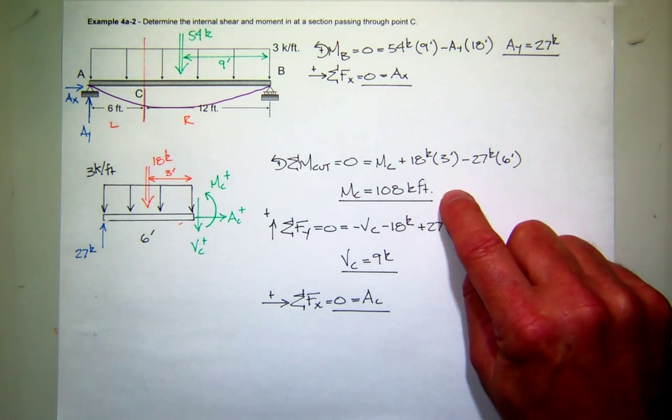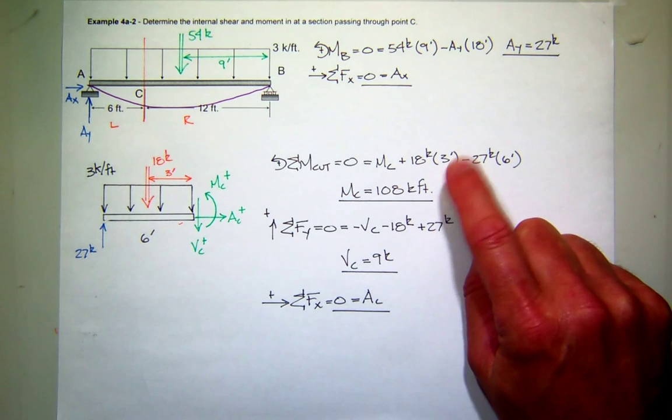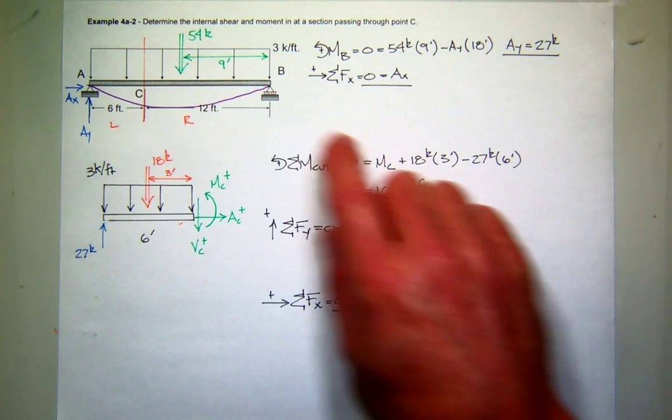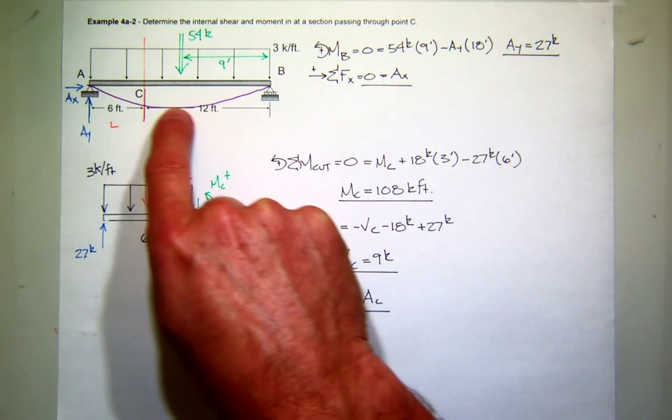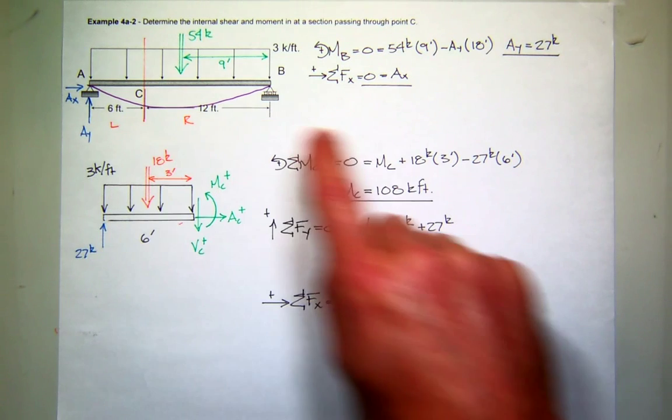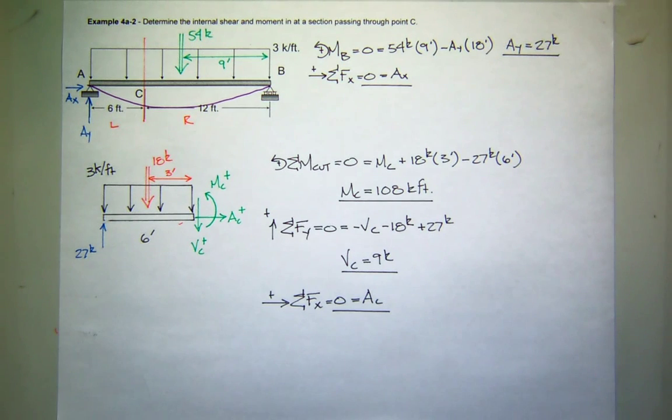Because remember, this is a positive bending moment. Right? And you can see that no matter where I cut this structure, what's the bending moment going to be? It's got to be positive. So, positive everywhere. I'm sorry, what's your question?